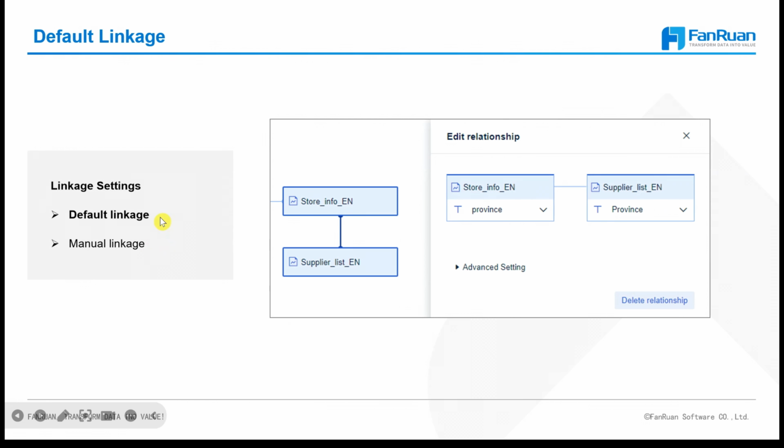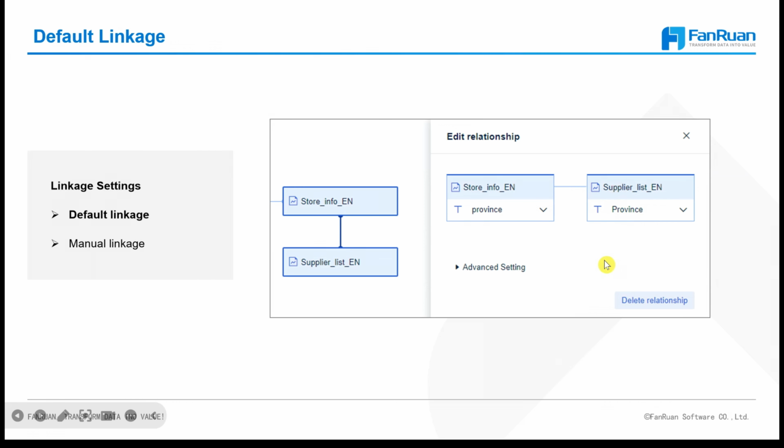Default linkage occurs when multiple components use the same data table, or when the data tables they use are related. In such cases, the system automatically sets up linkage between these components. For example, if the store table includes a province field, and the supplier list table also has a province field, the two are linked through the province field, and default linkage will be set between them.